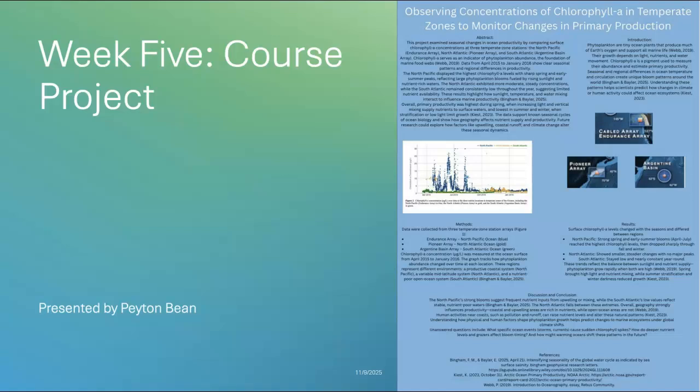My name is Peyton, and today I'll be talking about how ocean productivity changes with the seasons in different parts of the world's temperate oceans. I took a look at 3 different ocean areas: the North Pacific off of the U.S. West Coast, the North Atlantic off of the U.S. East Coast, and the South Atlantic near Argentina. My goal was to see when and where phytoplankton, which are the tiny plants that live in the ocean, grow the most, and what causes those changes.